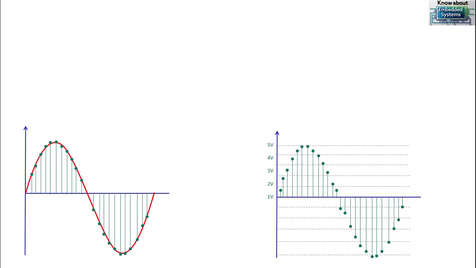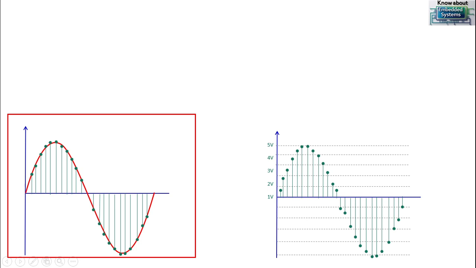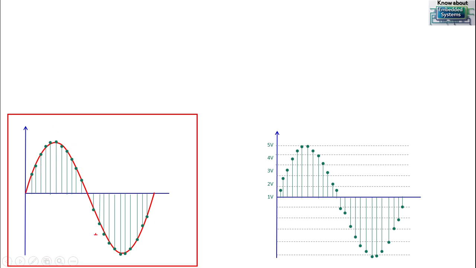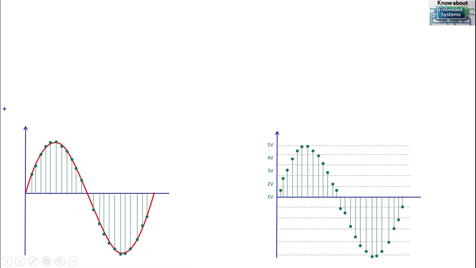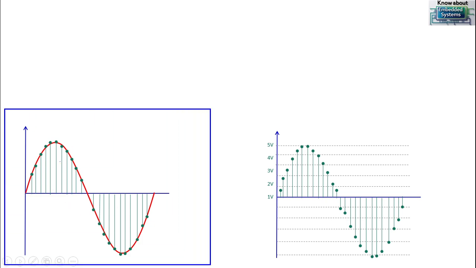So these 2 images you are seeing, this is called sampling. The first diagram you are seeing is sampling. Here you can see that I have a continuous signal, and this continuous signal is sampled with a regular, predefined time interval. This process is called sampling. After sampling, the signal will be passed on to the quantization process.